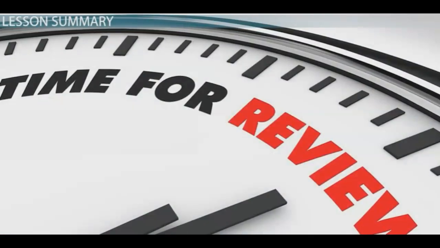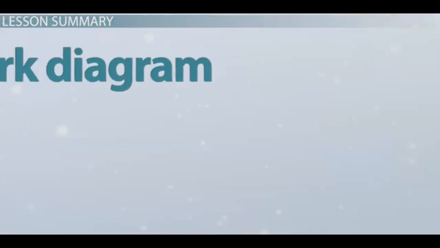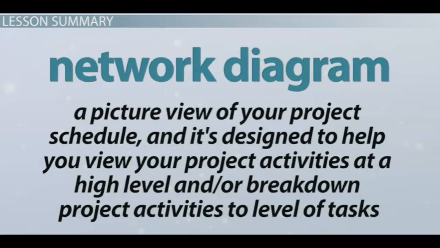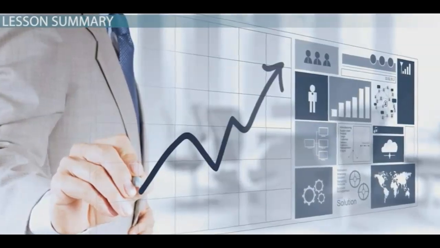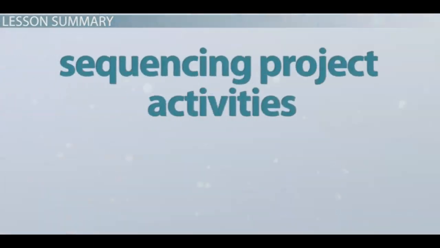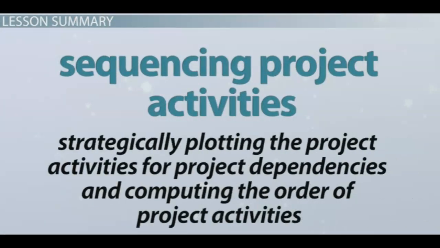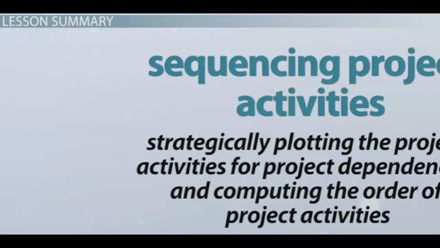Let's review what we've learned. A project artifact, known as a network diagram, is a picture view of your project schedule, and it's designed to help you view your project activities at a high level and/or break down project activities to level of tasks. It can help increase the accuracy of a project schedule. Project managers use these diagrams for sequencing project activities, which means strategically plotting the project activities for project dependencies and computing the order of project activities.